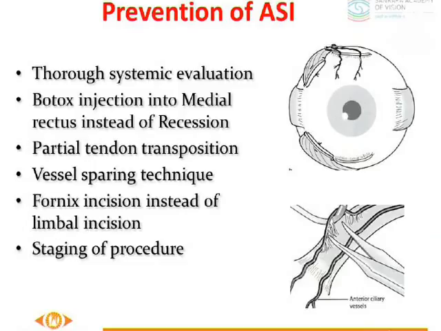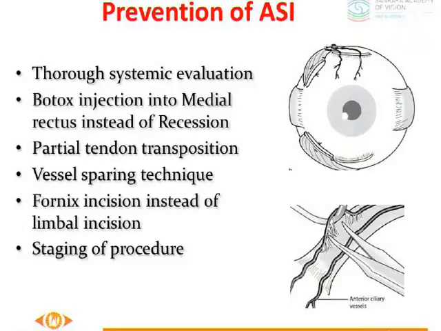There are a few things which have to be followed to prevent anterior segment ischemia. A thorough systemic evaluation, again I need to mention this. You can avoid 3-muscle surgery by injecting Botox into the medial rectus instead of a recession. A partial tendon transposition like Jensen's and Hummelsheim is safer than a total tendon transposition. And whenever possible, it is always ideal to do a vessel-sparing technique. Limbal incisions sometimes need to be 270 degrees or more in muscle transposition.